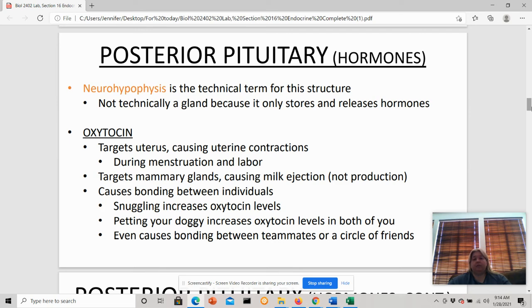Now we move to the posterior pituitary. Now remember, this is not technically a gland because it is not producing the hormone. It is only storing and releasing the hormone. And once again, it's also known as the neurohypophysis. So we talk about two hormones. The first is oxytocin. This is going to target the uterus, causing uterine contractions during menstruation and labor. And this is the hormone that causes milk ejection. Okay, so prolactin, production, oxytocin, ejection.